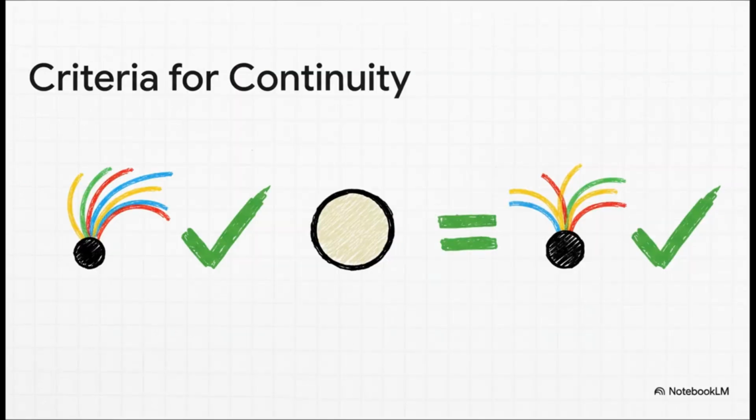So for a function to be continuous at a point, it has to pass a three-part checklist. First, the destination has to exist. The limit has to be a real thing. Second, the point has to actually be on the map. The function needs a value there. And third, and this is the big one, those two things have to be in the exact same spot.